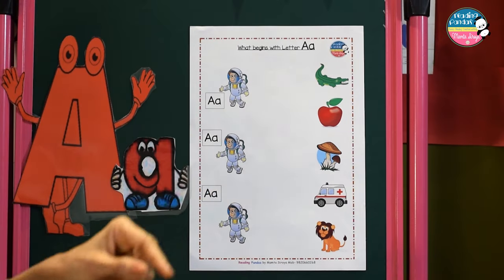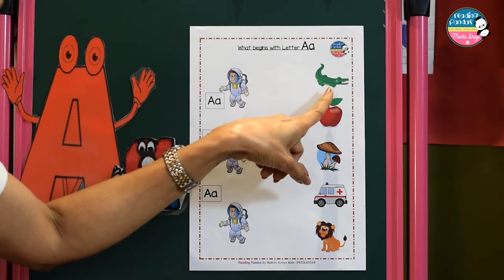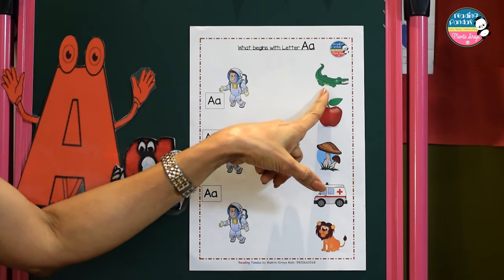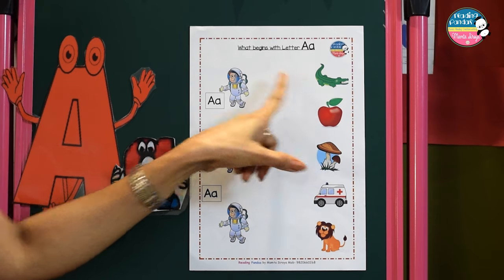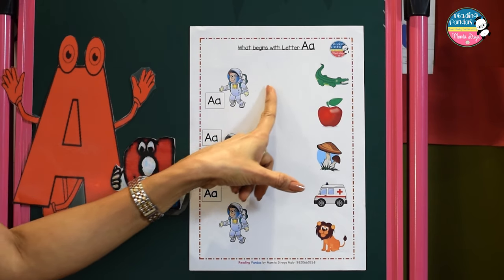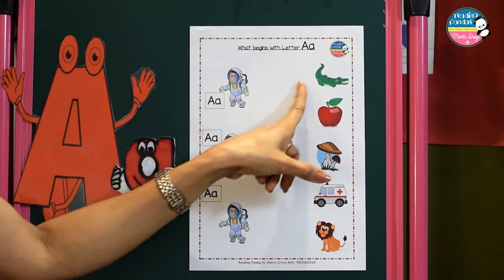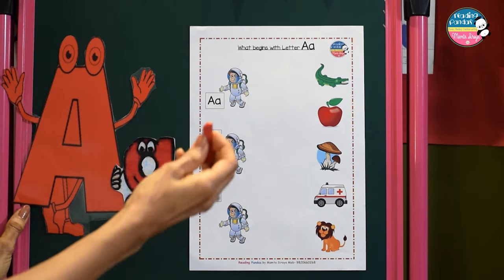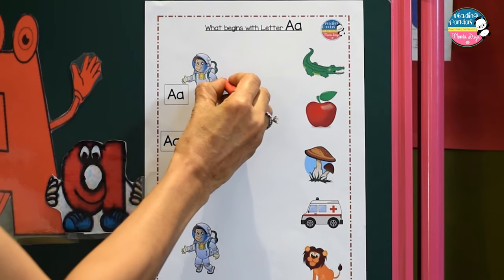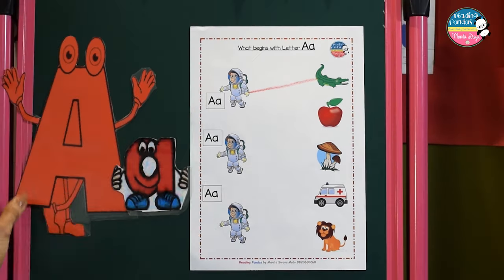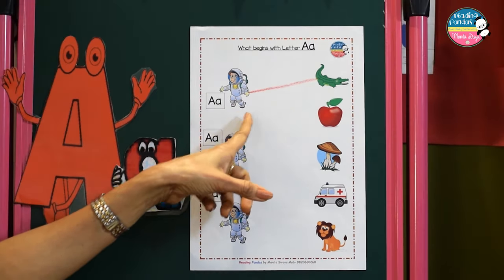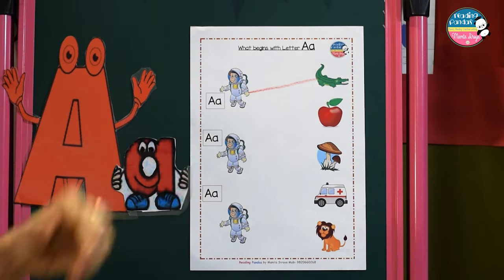So let's find them. The first picture is alligator. Alligator begins with what sound? A. Alligator. Yes, so astronaut and alligator can be friends. So I want you to take your crayon and match it like this. Astronaut is happy to meet this alligator.